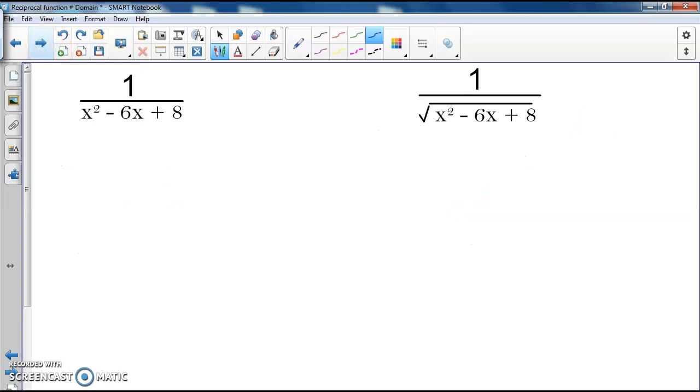Next, 1 upon x squared minus 6x plus 8. First of all, check the roots of x squared minus 6x plus 8. We can easily find these roots to be 2 and 4. So the domain of this function will be all real numbers except the 2 points 2 and 4.